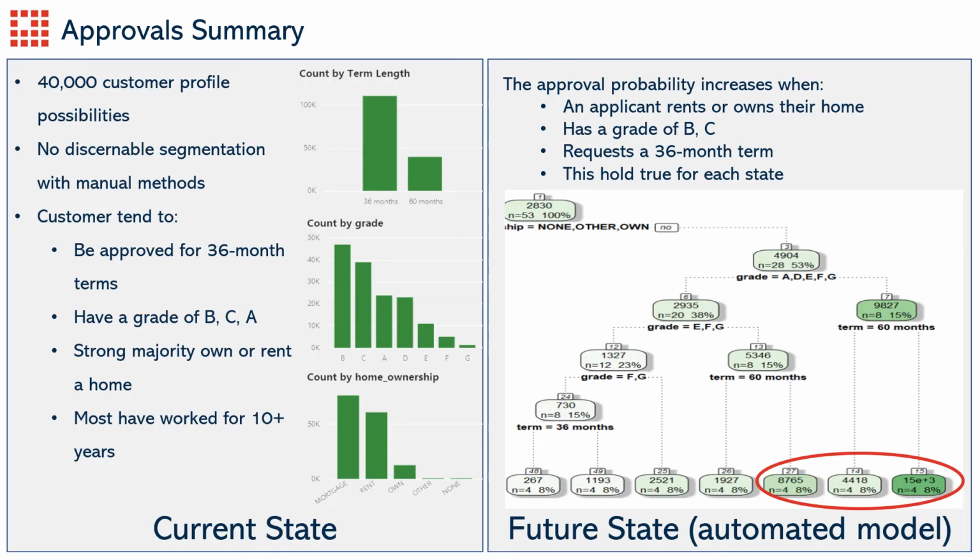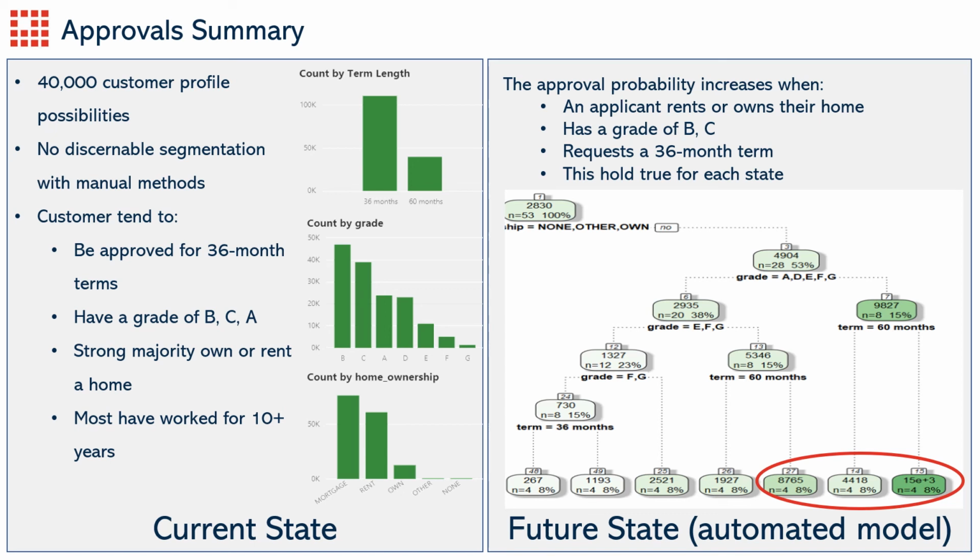There are 5 variables under consideration to create a customer segmentation profile. There are just over 40,000 customer profile possibilities, and descriptive statistics give us a great assumption to test. Approved customers tend to request a 36-month loan term, have a grade of B, C, or A, and worked over 10 years. The decision tree shows that these assumptions are mostly correct.